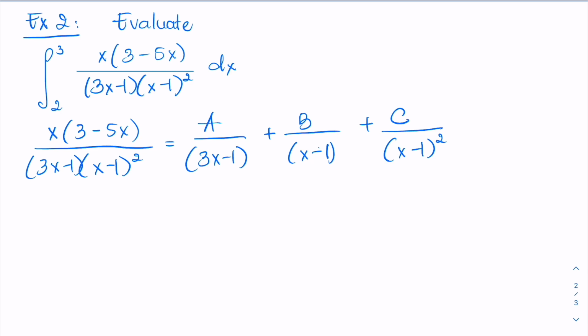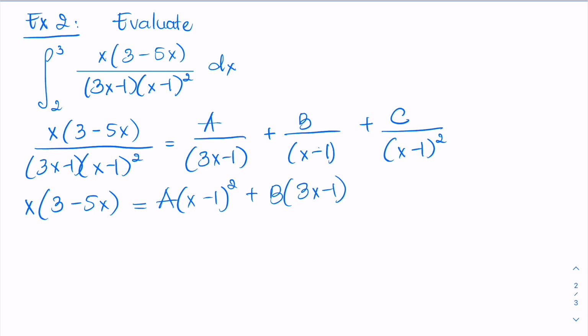All right, now, same thing. We're just going to go ahead and multiply everything by the LCD. So I'm going to multiply everything here. So the denominator cancels out here. For A, I still have x minus 1 squared. For B, I still have 3x minus 1 and x minus 1. And for C, I have 3x minus 1.